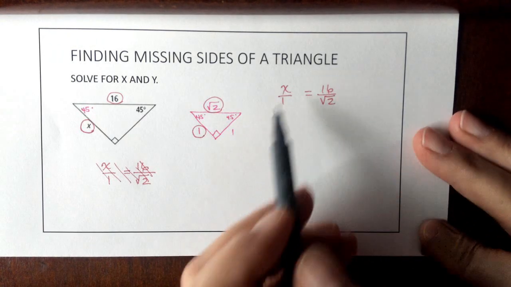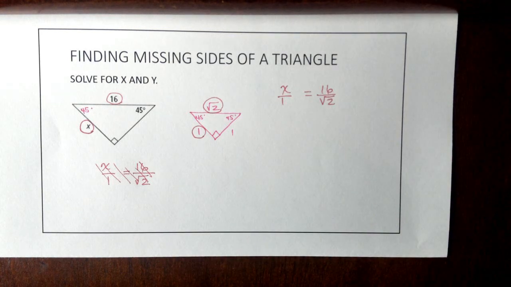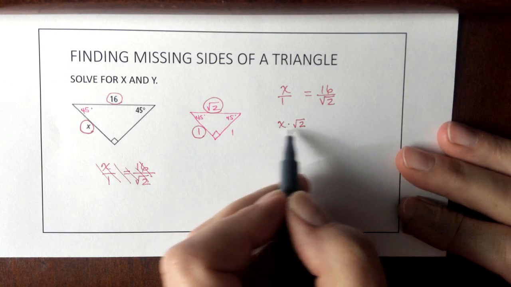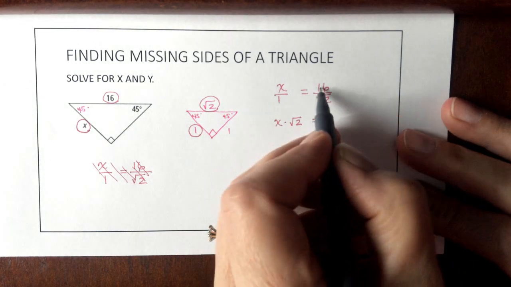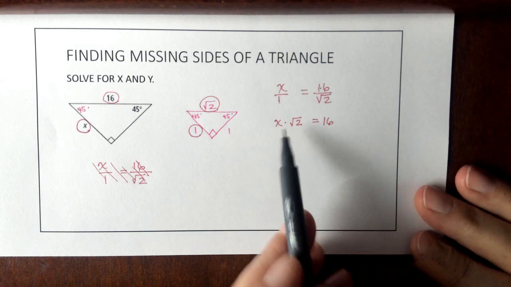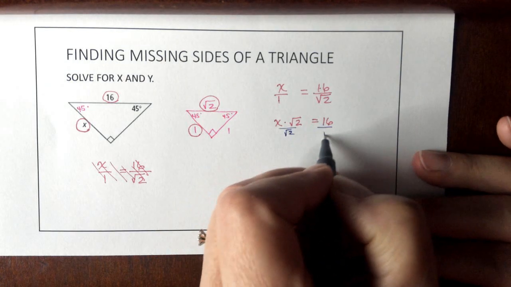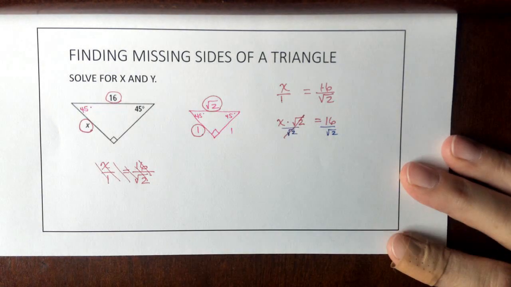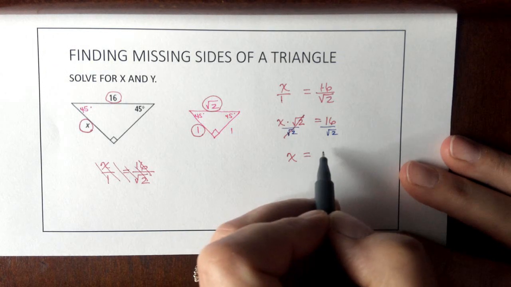Okay. Now, cross multiply. X times square root of 2. Well, square root of 2 is just a number. Treat it like any other number. X times square root of 2, or you can say square root of 2 times x. Just make sure you don't put that x under the radical sign. Equals 1 times 16 is 16. And then we divide both sides by square root of 2 to get x on the side by itself. Square roots of 2 cancel on the left side, leaving an x. On the other side, we have 16 over the square root of 2.